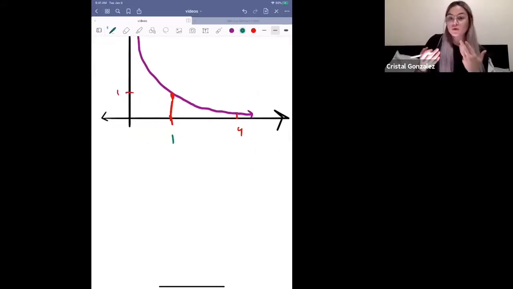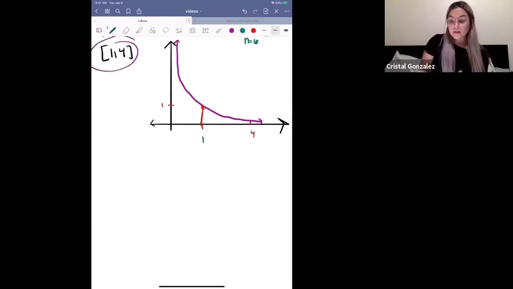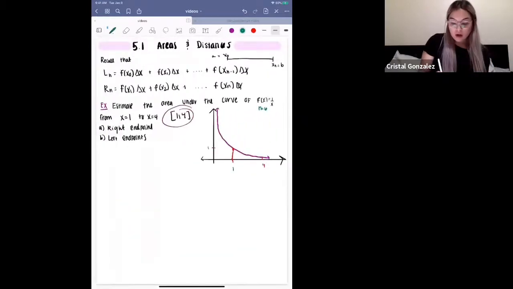In order to do that, we need to break this up. And recall that our delta x, which is the width of each of our rectangles, is always going to be b minus a all over n. So you're going to take your right minus your left endpoint, and then divide it by how many intervals we want.